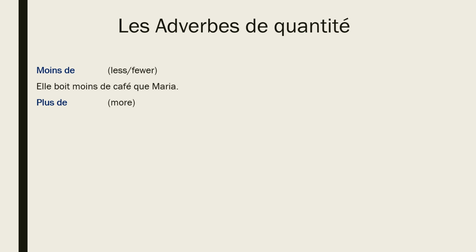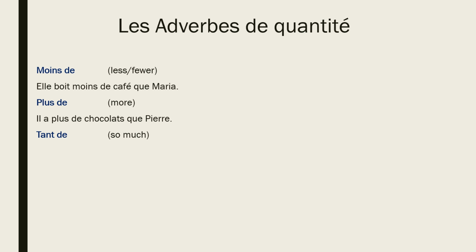Next we have plus de. It means more. Again, it is used for the comparison just like moins de. For example, il a plus de chocolat que Pierre. It means he has more chocolates than Pierre. So the structure is the same. Plus de plus noun plus que plus the name. So we use moins de and plus de with the comparisons.